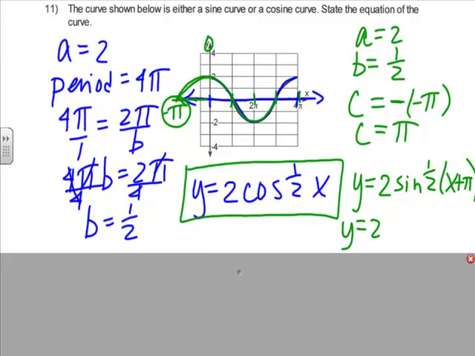And if you want to see this relationship that we've seen between sine and cosine, I need to actually distribute out this 1/2. So 2 sine of 1/2 x plus pi over 2. Because if you recall, to go from sine to cosine, we just subtract pi over 2. And that's exactly what's happened here. When I take pi over 2 out of the picture, I'm left with 1/2 x. So there you go.